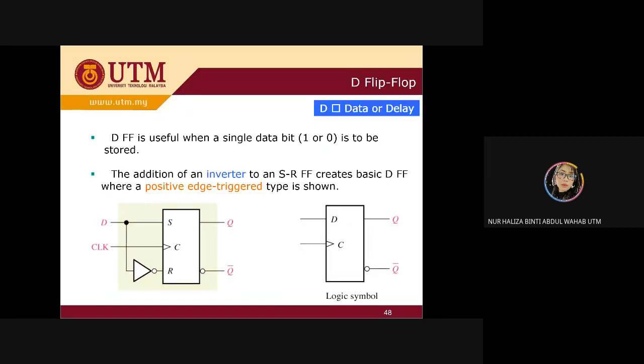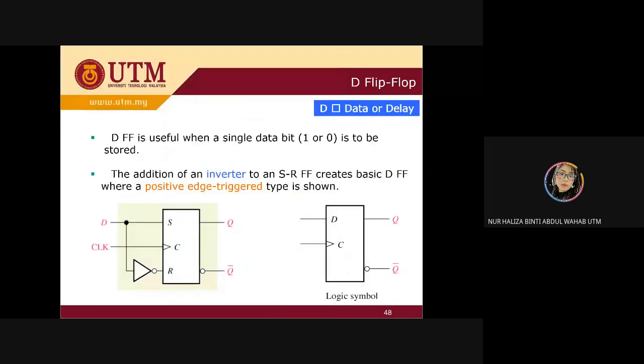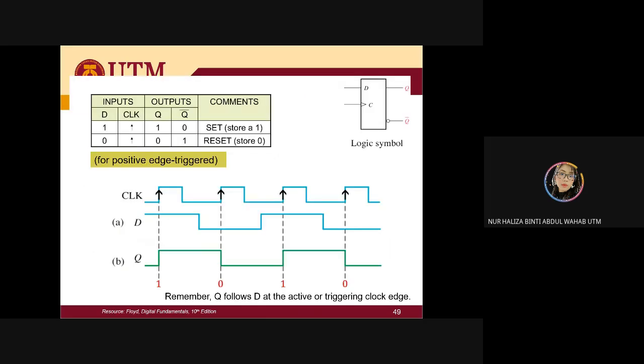And now that is under our SR flip-flop. Next we have our D flip-flop. The D flip-flop is quite similar to our latch just now, but you can see the EN is now the clock. That is the only difference. Normally we can say it as data or delay. Let's look directly into it.